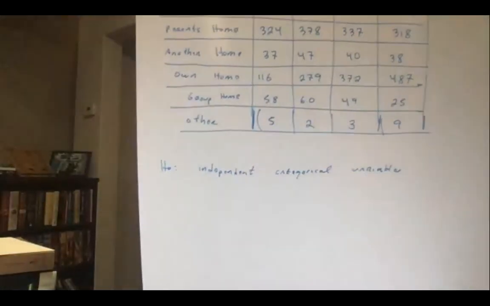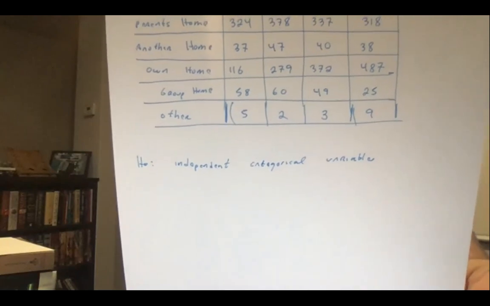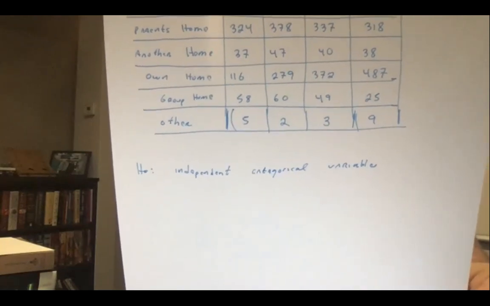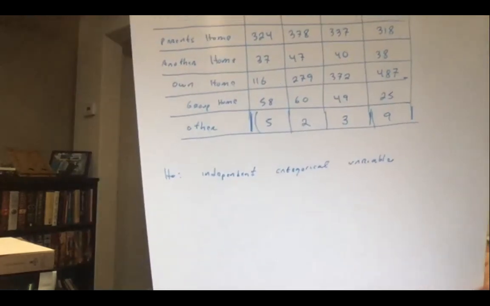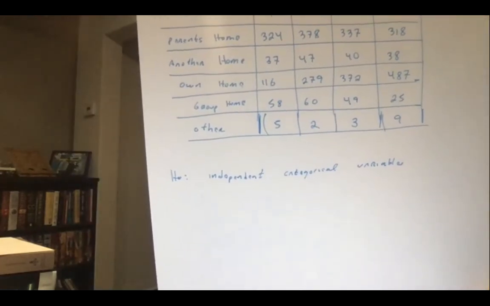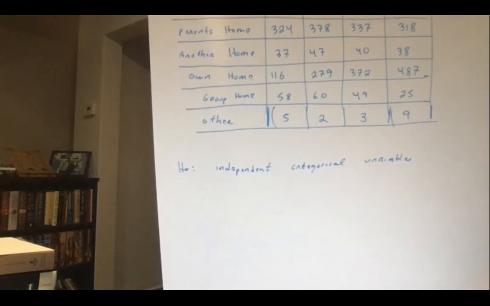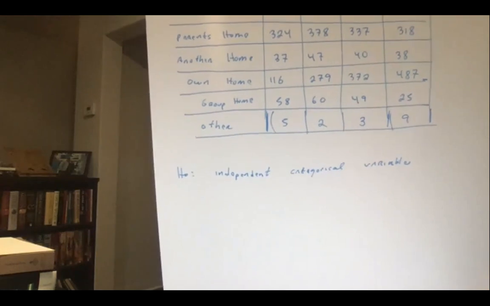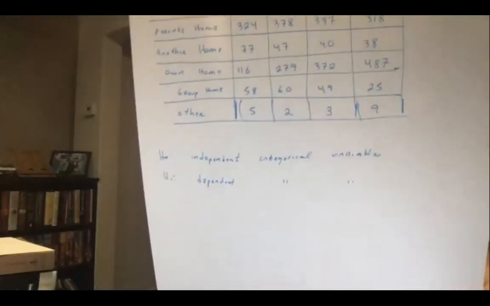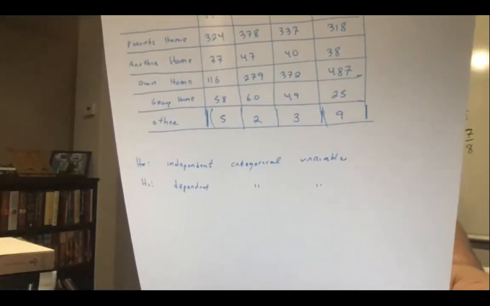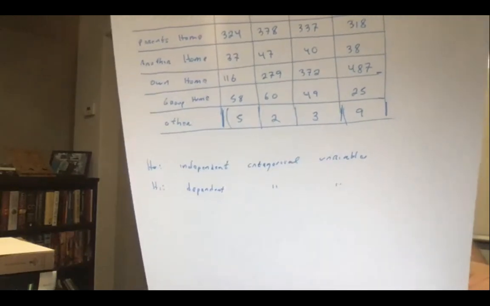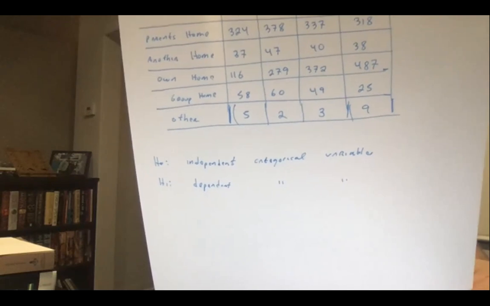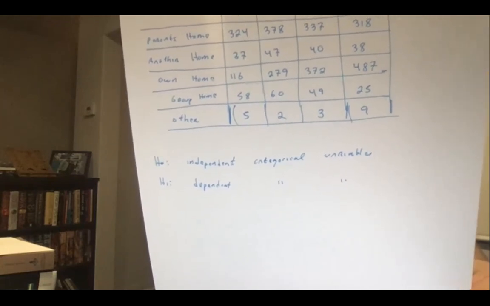That's the null hypothesis: independent categorical variables. You with me? And what do you think the alternative hypothesis is? If the null hypothesis is that the two categorical variables are independent, then what is the alternative hypothesis going to be? What is the opposite of independent? Dependence, right? The alternative hypothesis is that they're going to be dependent. Make sense?